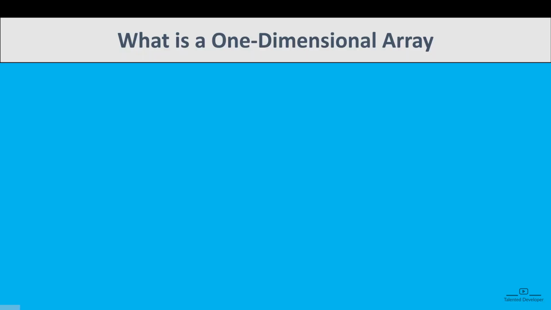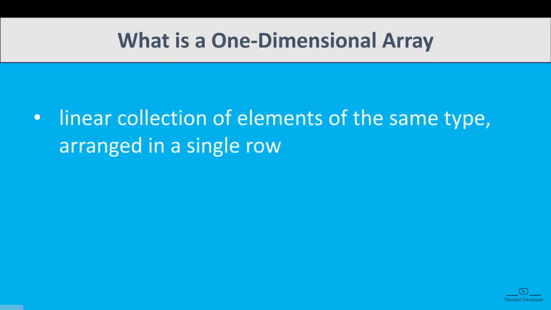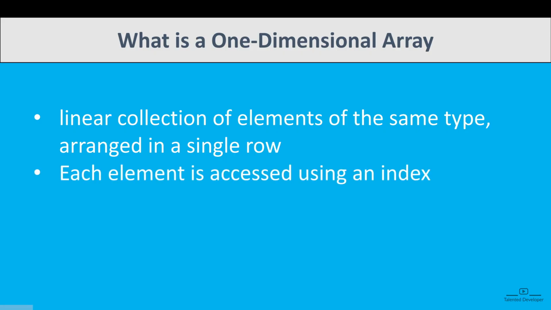So what is one-dimensional array? A one-dimensional array is a linear collection of elements of same type arranged in single row. Each element is accessed using the index. Think of it as list of values such as marks of a student or price of item.